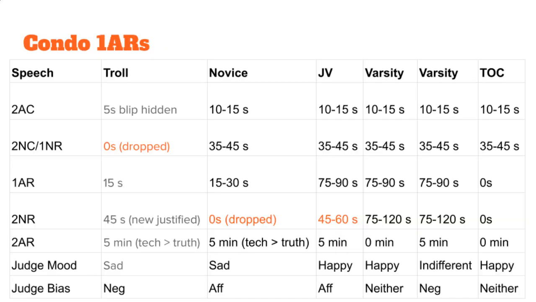So let's talk about some condo 1ARs. And so condo 1ARs, let's talk about the progression of how debate looks, good debate to bad debate. So the troll bad worst case scenario: I've hidden my 5-second condo blip on case, on A-spec, whatever. The negative block drops it. The 1AR extends it for 15 seconds.